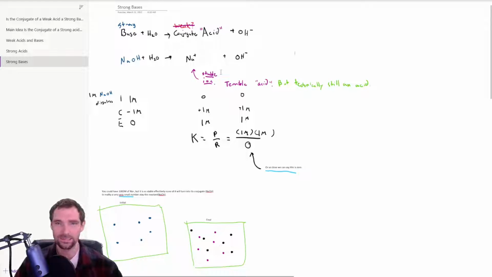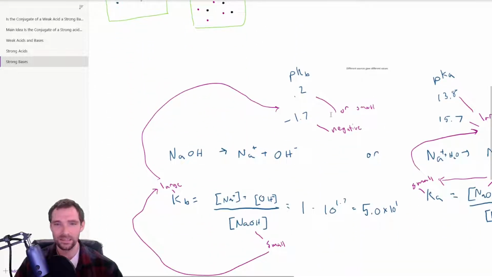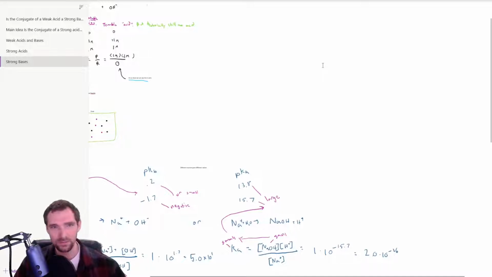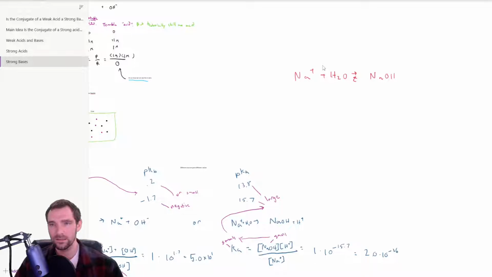So this is a stable ion. Yes, it's technically an acid, but it's very bad at being an acid. It still can accept hydroxide ions. You can think of that as donating proton ions. It's kind of the same thing. You can consider the opposite reaction where you've got the sodium right here, and that's reacting with water. And then you'll get the sodium hydroxide and some acid being produced.